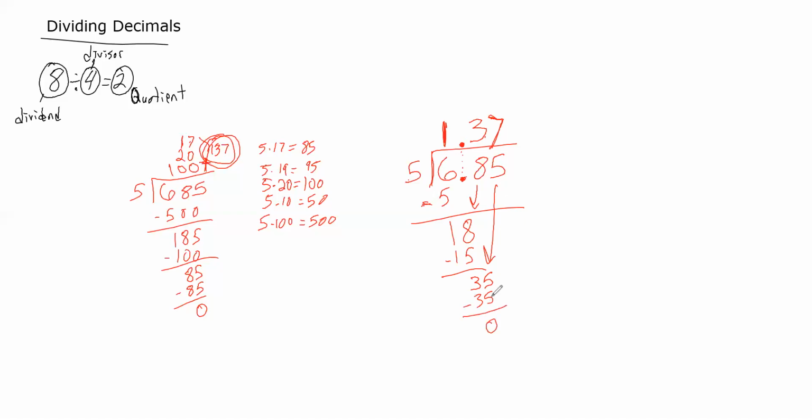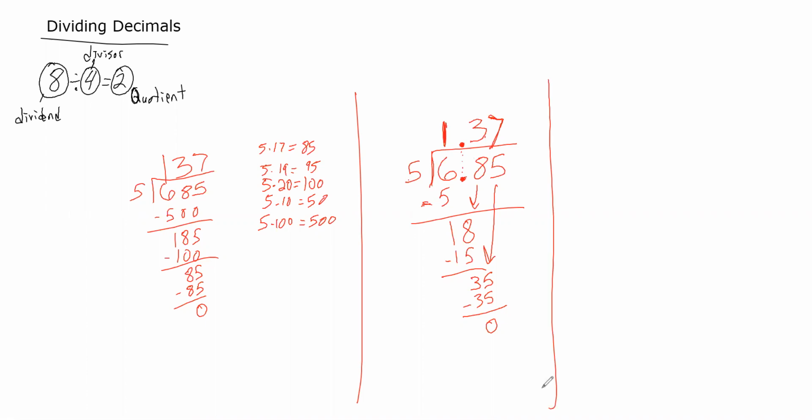Now, when you look over here, I can make this a little bit easier to make some sense of. My quotient here was 137. Here in this problem, 6.85 divided by 5 gave me 1.37. Now let's extend this a little bit further. Now let's do the problem 68.5, or 68 and 5 tenths, divided by 5.